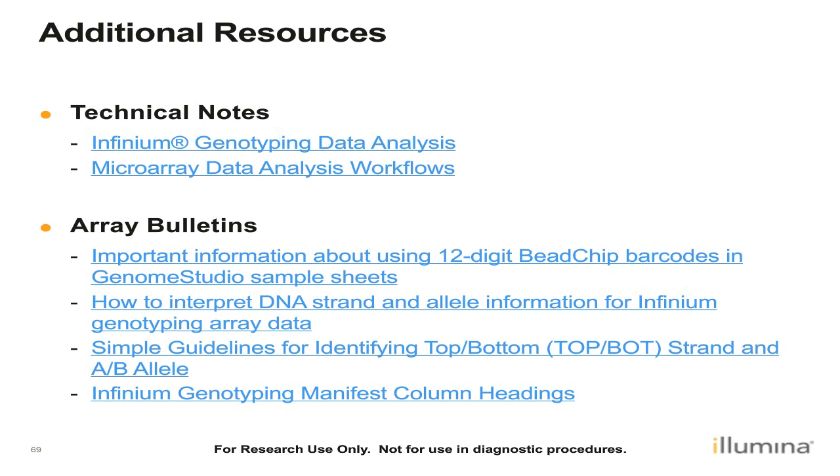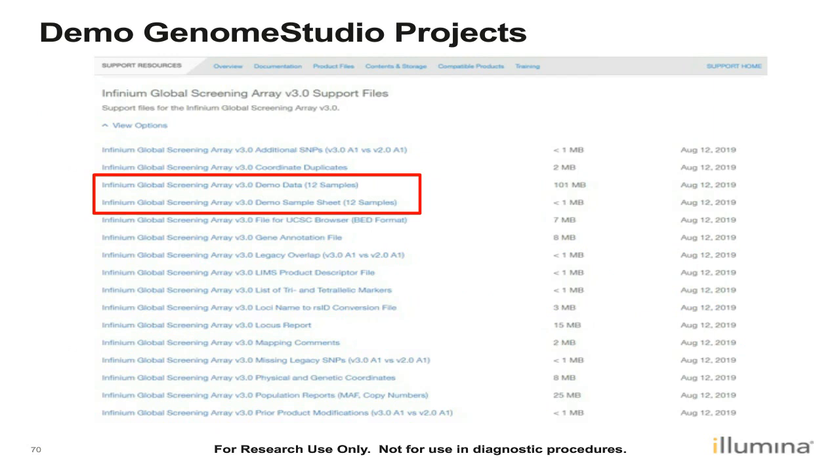If you don't have a GenomeStudio project, but you'd like to play around with the software, there are demo projects available on the Illumina website. For example, for the Global Screening Array version 3.0, you can go to the support file section and download the demo data and the sample sheet, and you can get started, load the project, play around with the software and check out all the different functions. That's definitely one option if you don't have your data yet.